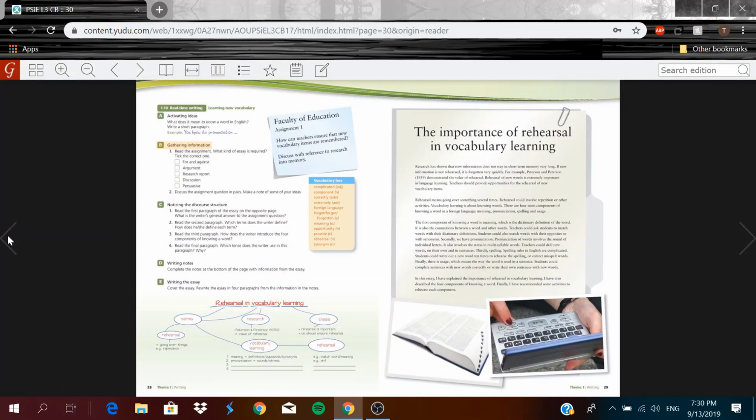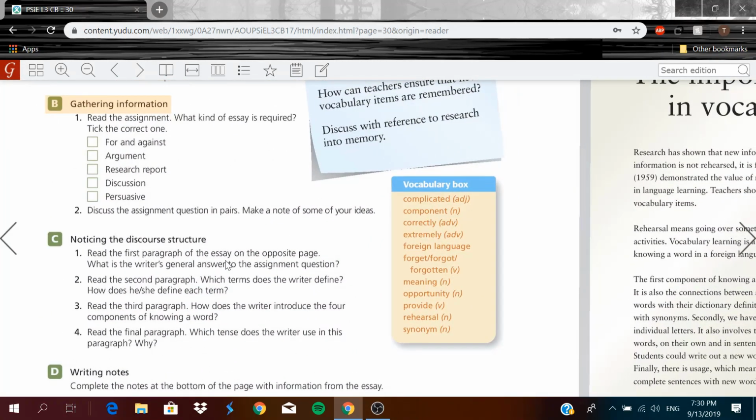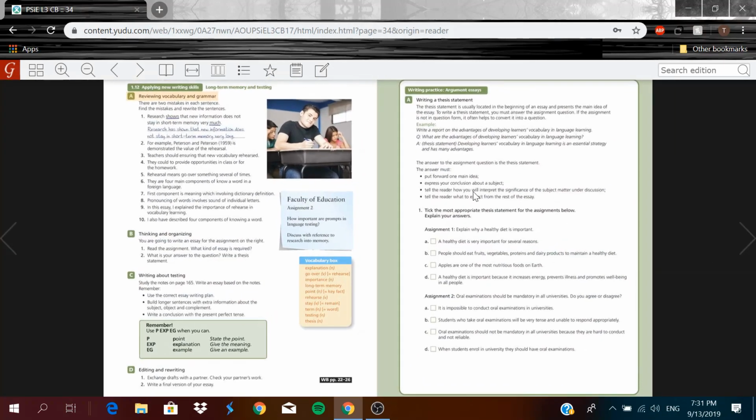We talked about this. So here we have the different types of essays. So we have for and against, the argument essay, right? A research report, discussion, and persuasive, right? And for now, we took the argument essay, and we're going to continue talking about it a little bit. But as we go along, for different themes, we're going to be talking about different types of essays. Okay? So I hope that cleared the air a little bit.